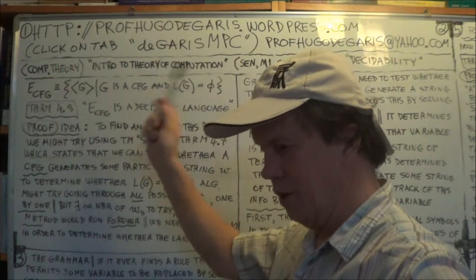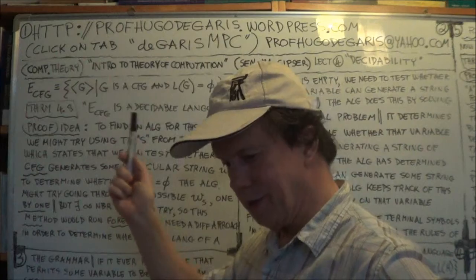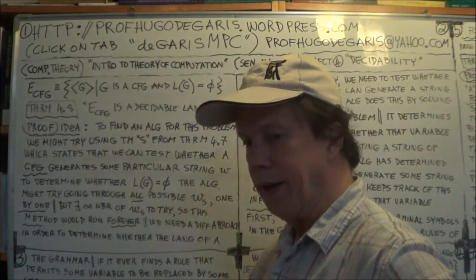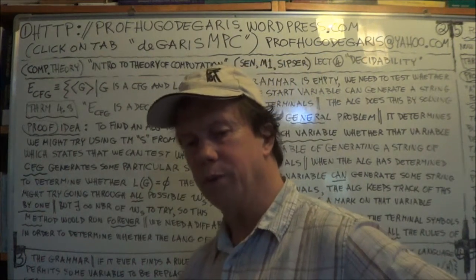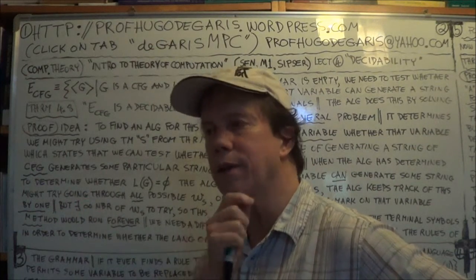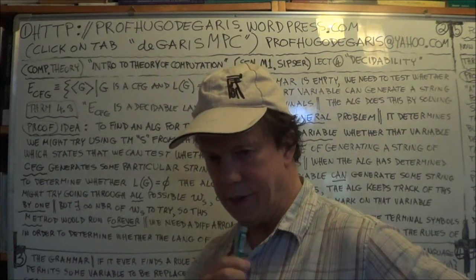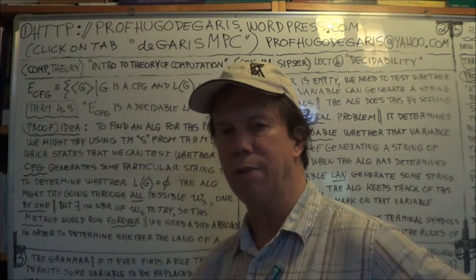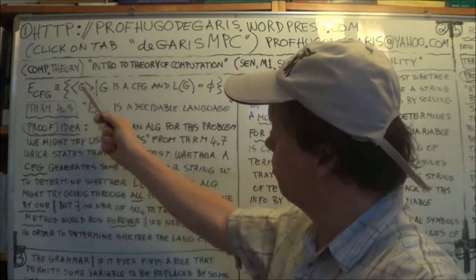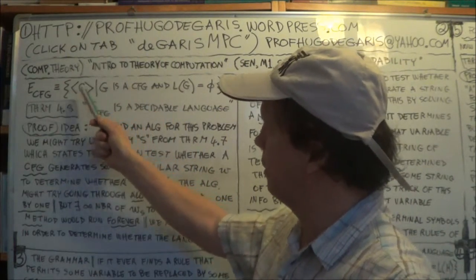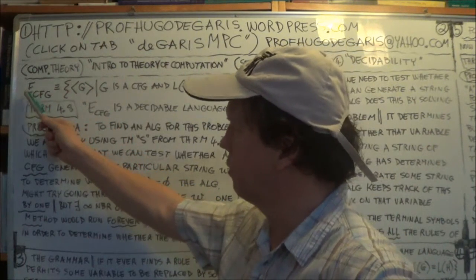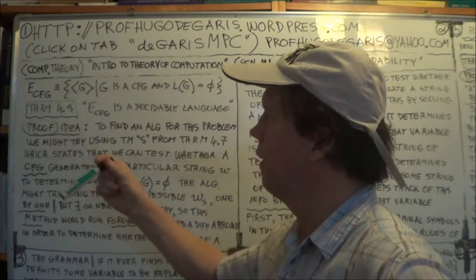We're trying to create an algorithm that would tell us, given a certain context-free grammar, call it G, is that grammar incapable of generating a string? Or in other words, rephrasing the same question, is the language of that grammar the empty set? So we translate that problem into a language. Here's a language, call it E, subscript CFG.